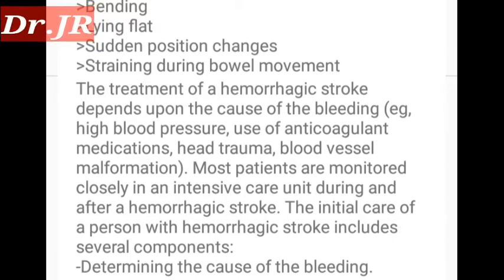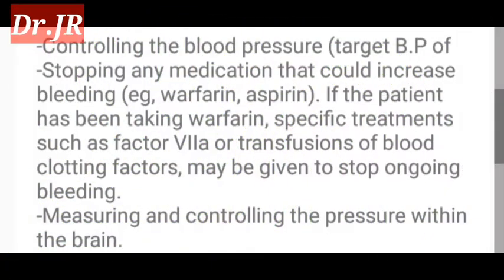The treatment of a hemorrhagic stroke depends upon the cause of bleeding: high blood pressure, use of anticoagulant medications, head trauma, blood vessel malformation. Most patients are monitored closely in an intensive care unit during and after a hemorrhagic stroke. The initial care includes several components: determining the cause of the bleeding, controlling the blood pressure to a target BP, stopping any medication that could increase bleeding, warfarin, aspirin.